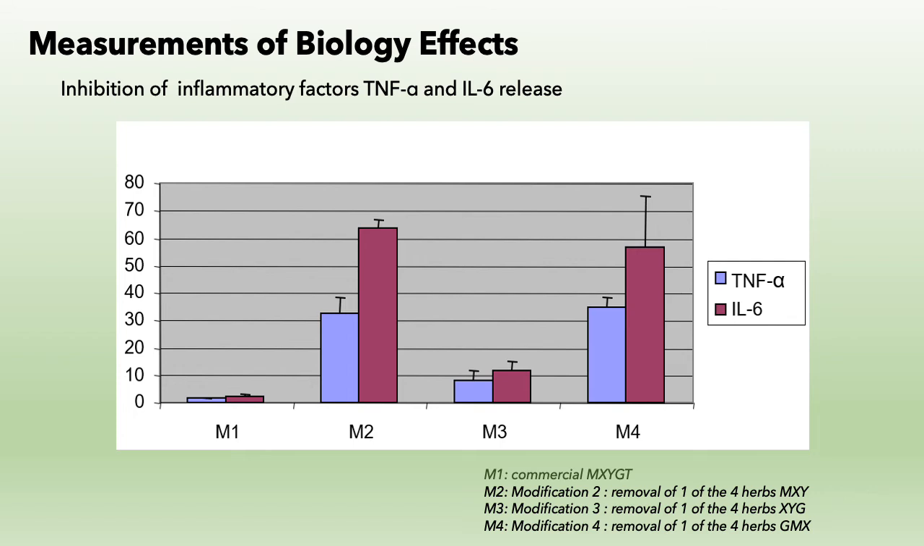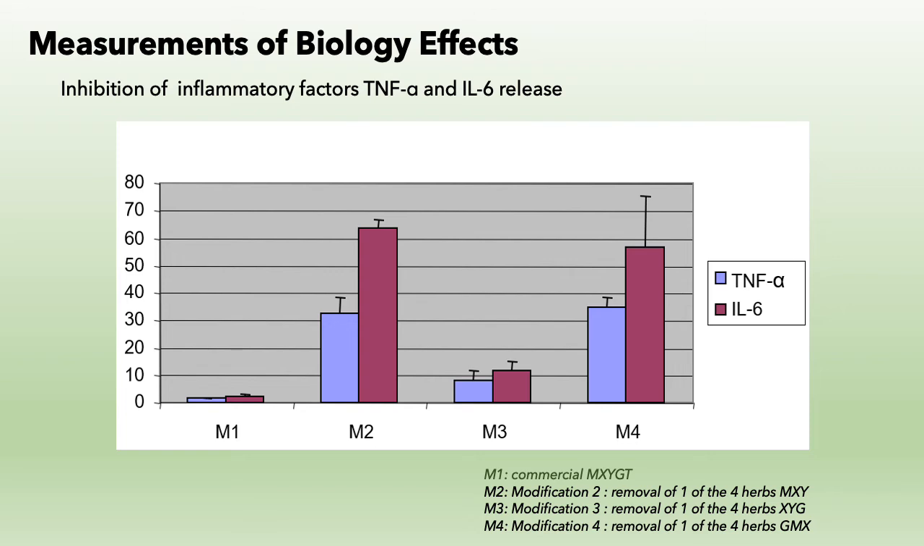So here, in the same experiment, we have used U937 cell lines. We try to see the different combinations of herbs and their effect on inflammation factors like TNF-alpha and IL-6. So the original formula has 4 herbs, MXYG, Ma Xin Yi Gan Tang, Tang means soup. The original formula has the best inhibition effect on TNF-alpha and IL-6.